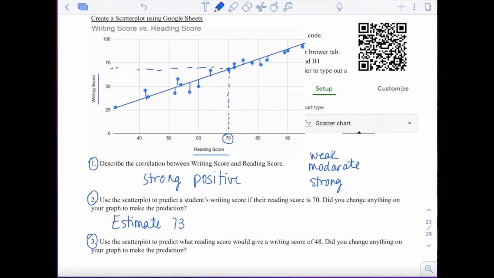Did I change anything on my graph to make the prediction? Well, no, I used this line though, so I did include a line. If I was still in my Google sheet, I might be able to manipulate this a little bit to see closer what my correlation might be.